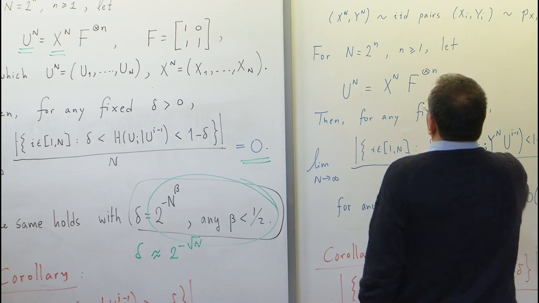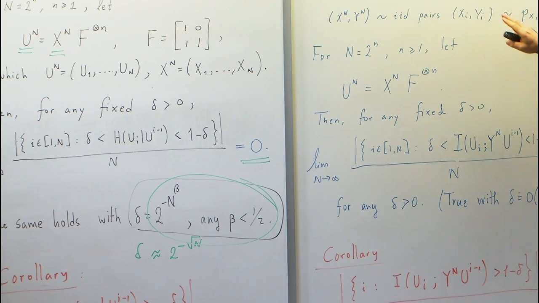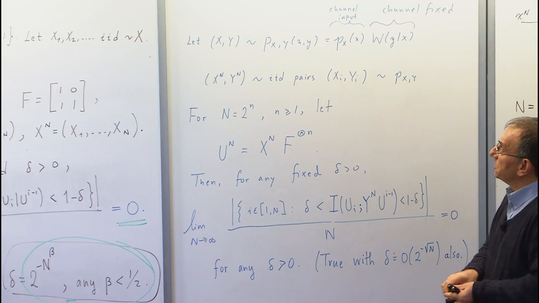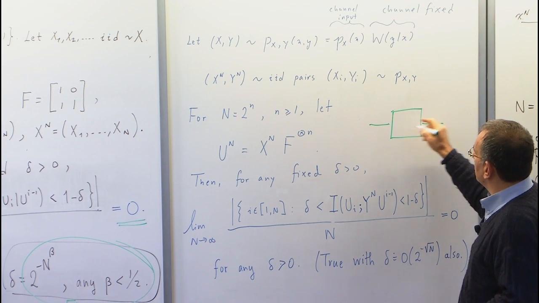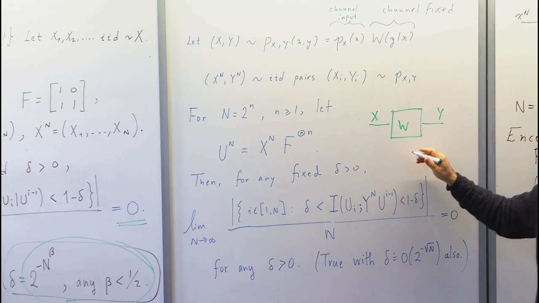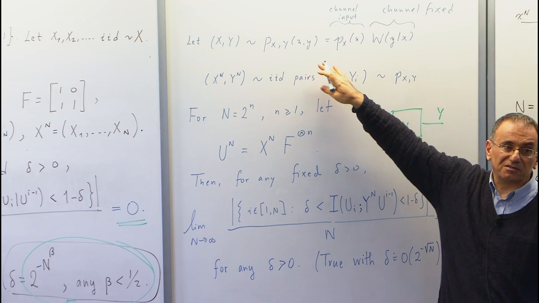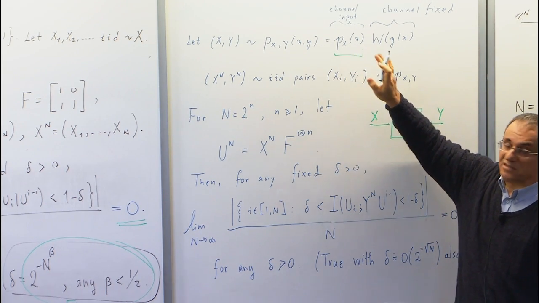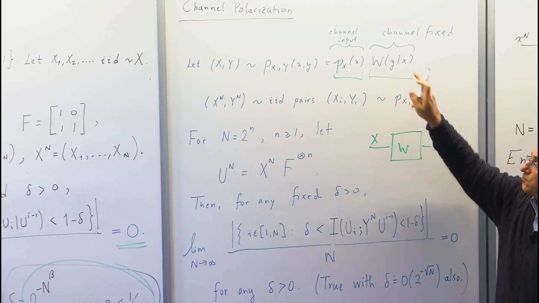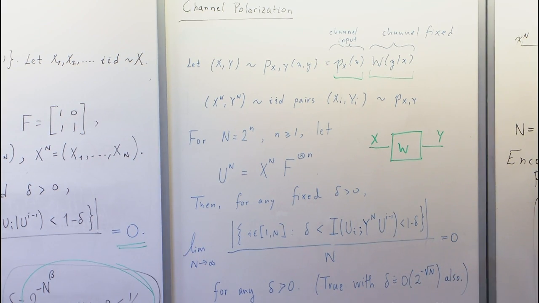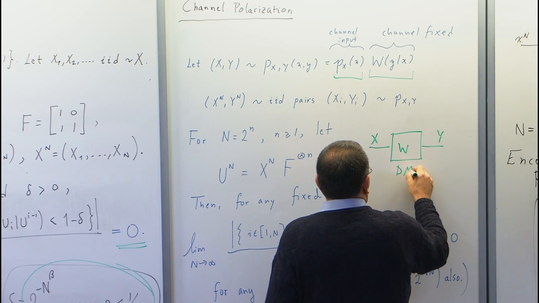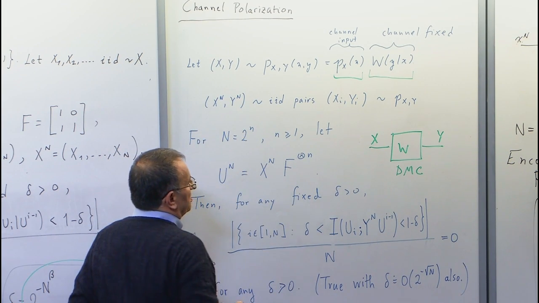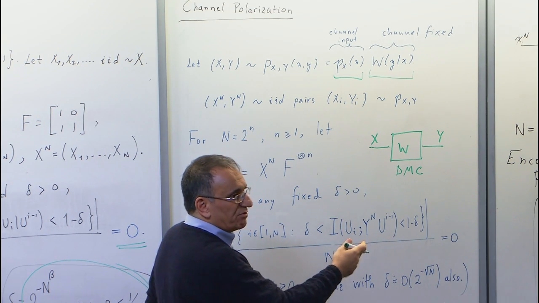So now, instead of a single random variable, we have a pair of random variables, X and Y. Here we think of X as the input to a memoryless channel, X, W, and Y. This channel W is part of the joint probability assignment. The channel input has a probability distribution that you can select arbitrarily, but the conditional probability of the channel output given the input is fixed. That we call W, the channel. This is going to be a discrete memoryless channel, and so the conditional probability of a vector of channel outputs will have a product form.